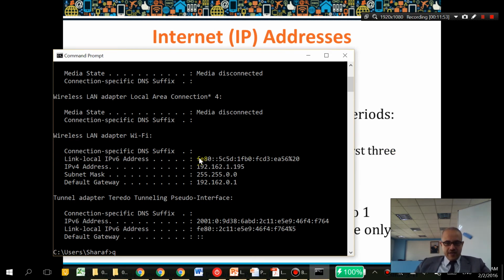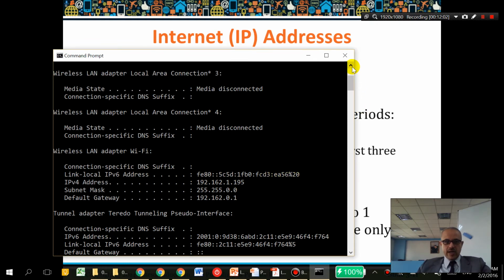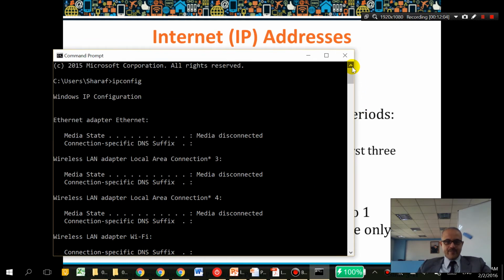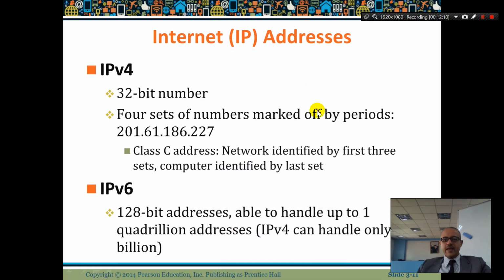So here, if you look at this screen on my laptop, this is the old way of numbering, and this is the new version 6 numbering, when you run ipconfig on your command prompt.